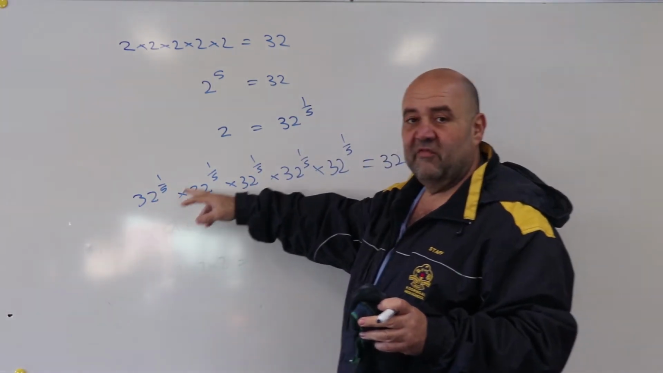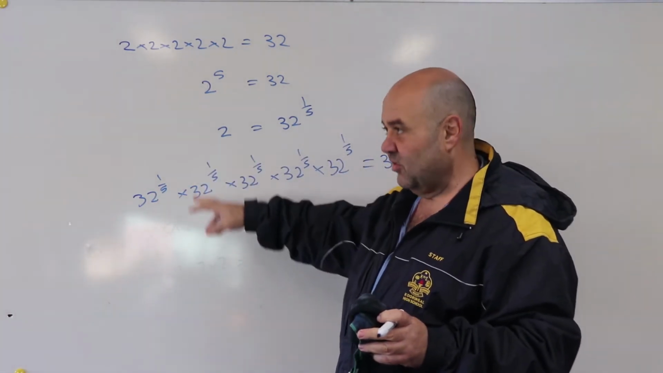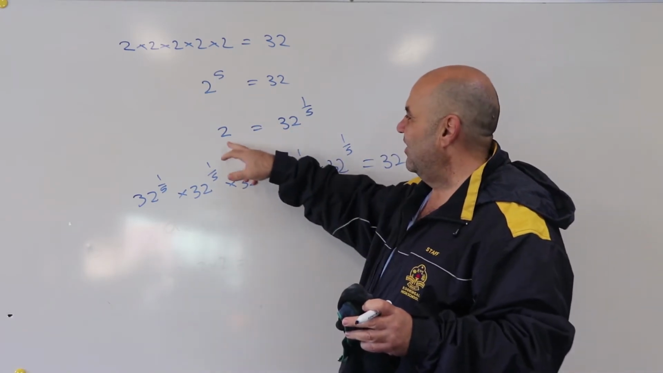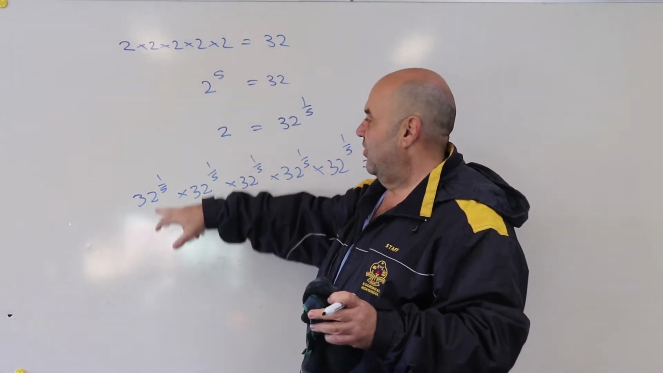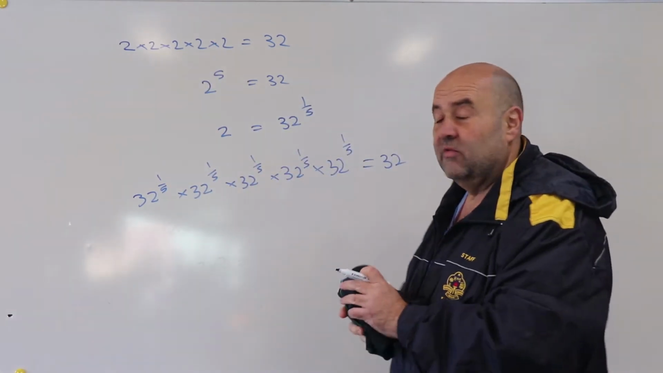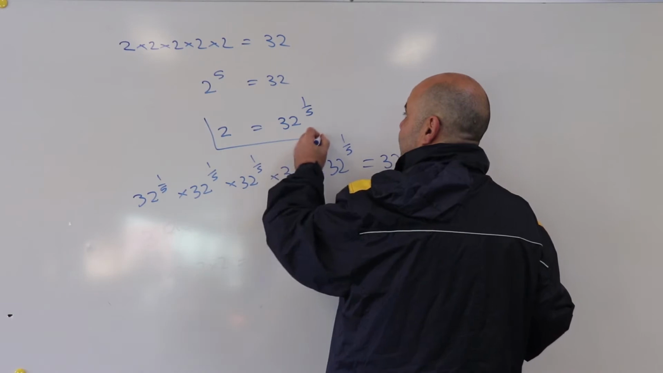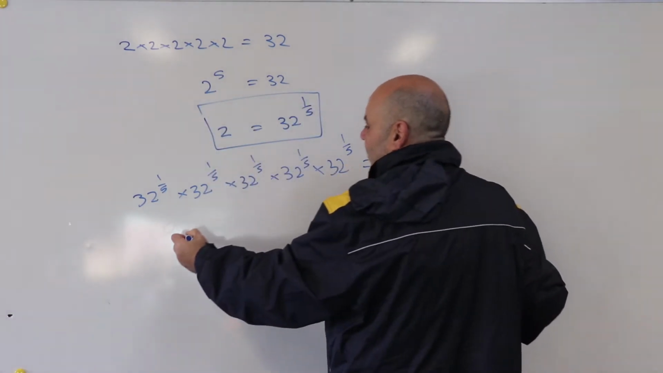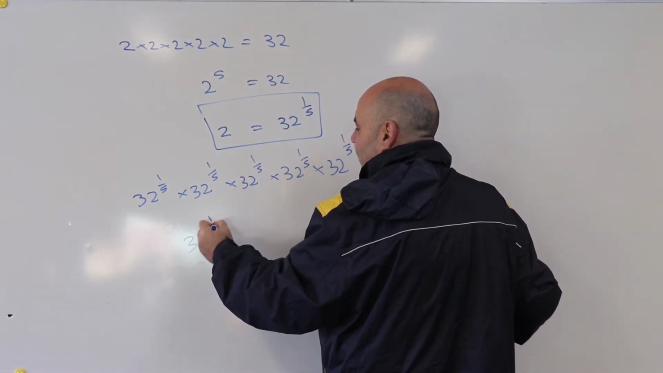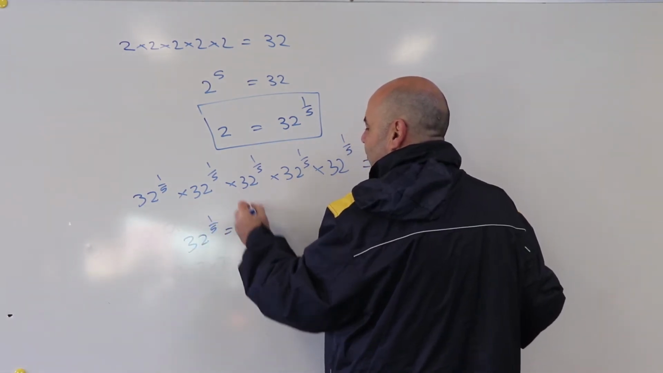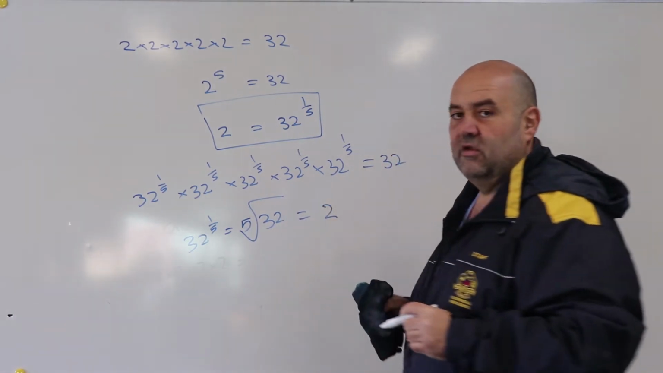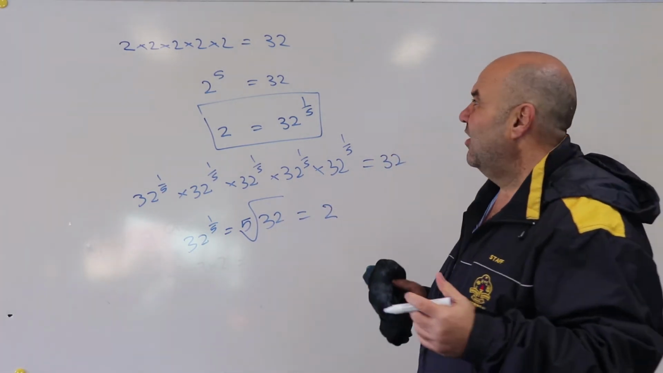So 32 to the power of a fifth, times 32 to the power of a fifth, and so on, five times, equals 32. Well, that means that 2 and 32 to the 1/5 must be equal. In other words, 32 to the power of 1/5 is the 5th root of 32, and it equals 2. So what do we do with that?